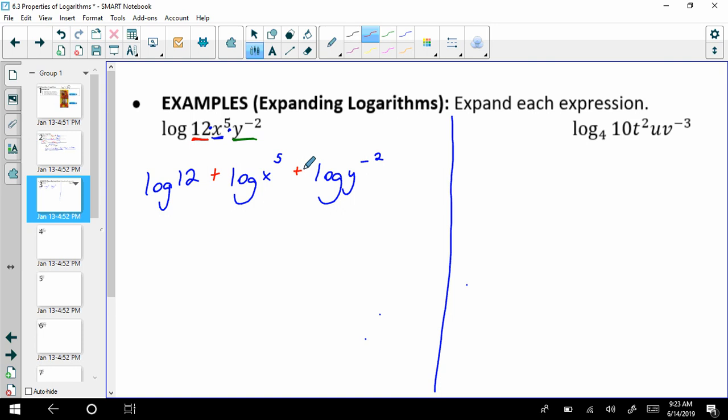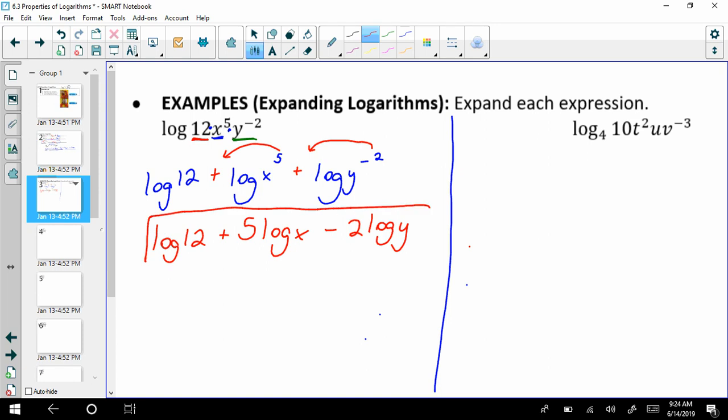And the last thing that I would want you to do is to move forward any exponents. So on this first one, sometimes people are tempted to move the 12 forward. No, that's not an exponent. So that's going to stay log 12 plus. Now the next one, I'm going to move my exponent of 5 forward, so I get plus 5 log x. And the last one, I'm going to move my exponent of negative 2 forward, so I'm just going to write it as subtraction.